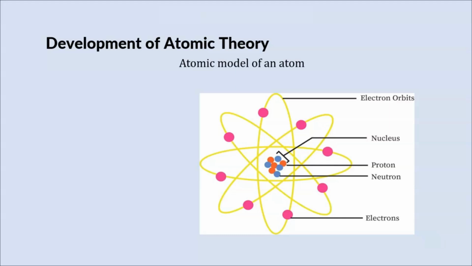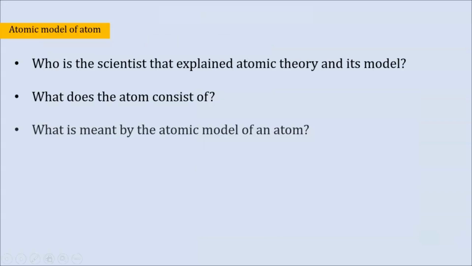In the last session, we already discussed the cathode ray tube, Dalton's atomic theory, discovery of electron, discovery of proton, etc. In this session, we will be discussing the development of atomic theory. So what is an atomic theory and who was the scientist that came forward to explain it? What we will be learning in this session is how the atom consists of and how this atomic model has come.